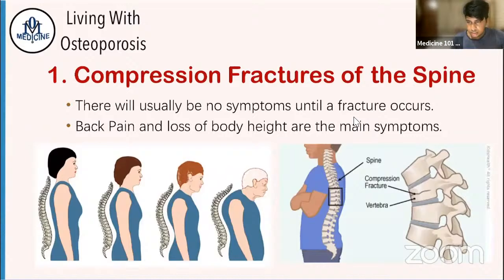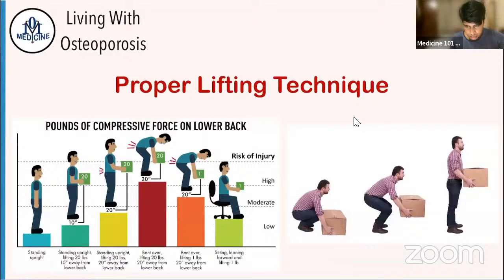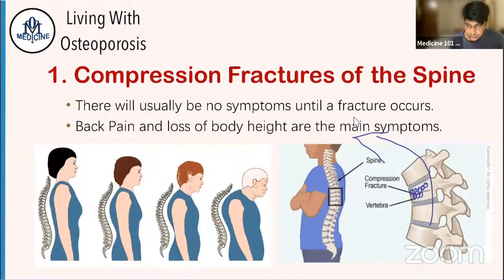So the first one is compression fractures of the spine. That is when your bone is weak, and if you bend forward in a bad way, in a way like this, you are at risk of compression fractures. Okay, and you might not know that you have osteoporosis until a fracture occurs.